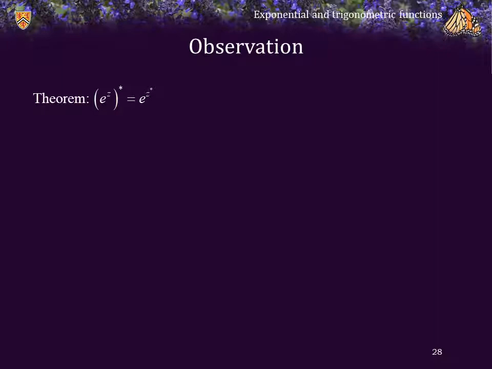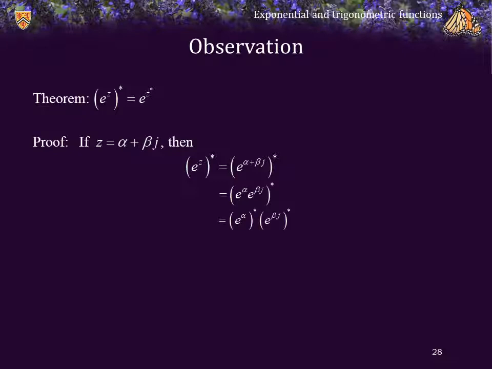Theorem: the conjugate of e to the z is equal to e to the conjugate of z. Proof: if z is equal to alpha plus beta j, then the conjugate of e to the z is the conjugate of e to the alpha plus beta j. But e to the alpha plus beta j is e to the alpha times e to the beta j. And we know that the conjugate of a product is the product of the conjugates. Also, e to the alpha is real, so the conjugate of a real number is itself, and e to the beta j is cosine of beta plus sine of beta times j.